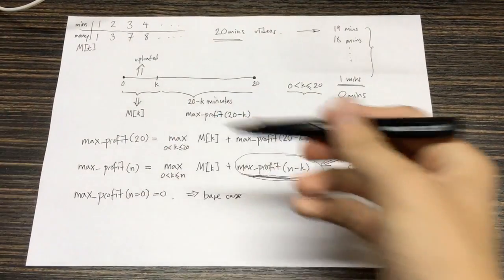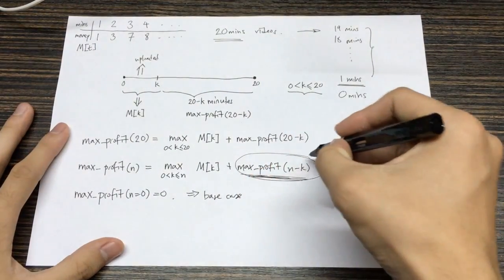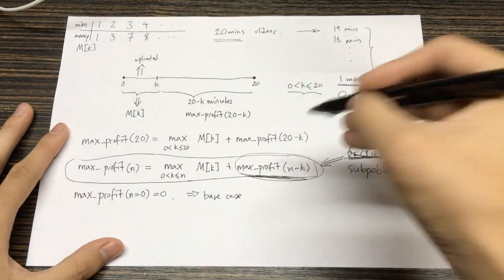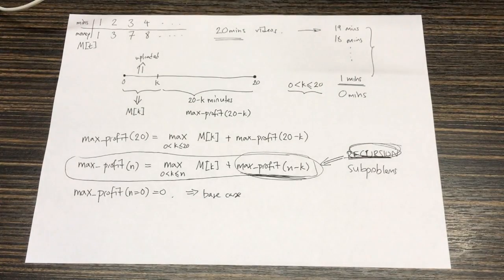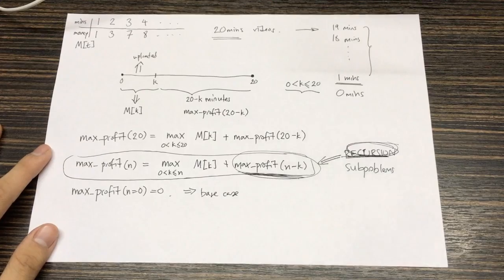And any values of n above 0 will have to call maximum profit at some point because of how we define this bit here. But that's perfectly okay, because now at least we have a base case. We know that our recursion will stop somewhere.